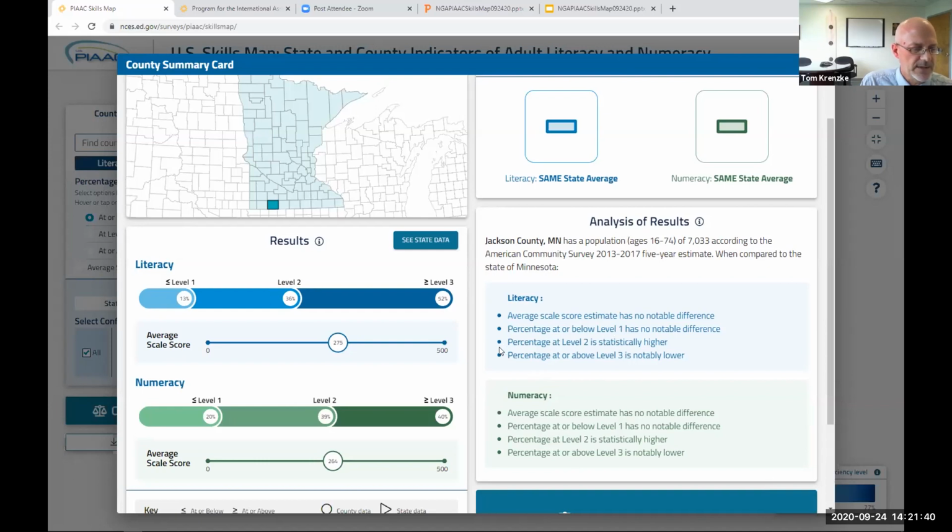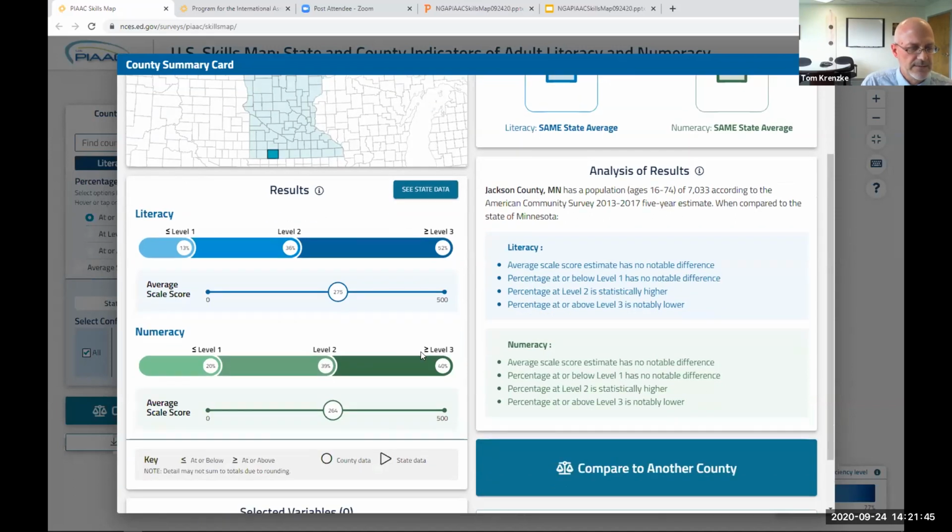And here on the left are bar charts, including the bar chart for the percentages for both literacy and numeracy, and also for the average, and including the percentages.